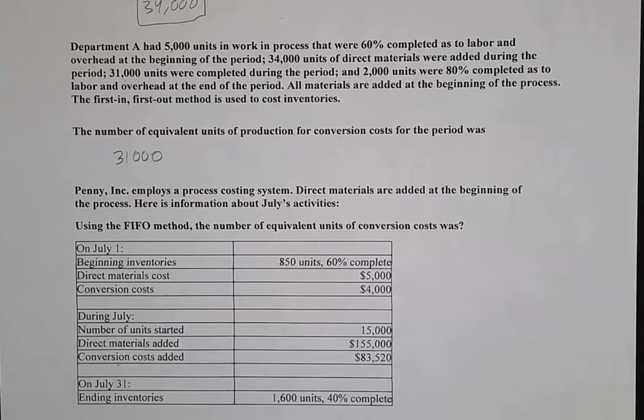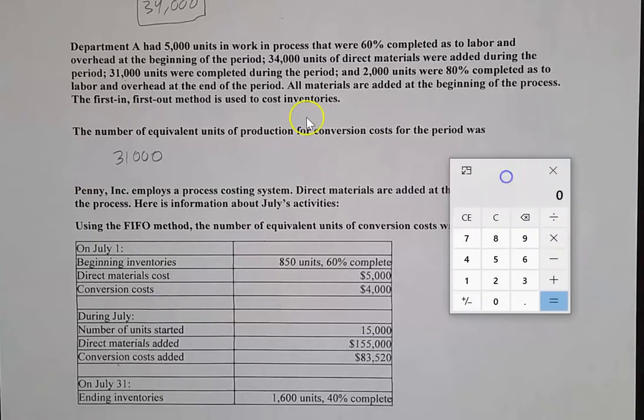So, as to conversion costs, 5,000 times 60% is 3,000. So we're going to have to subtract this 3,000 out. Okay, because of these 5,000, we essentially did the equivalent of 2,000 units of work for conversion costs. Why? Because they were already 60% complete in the first place.